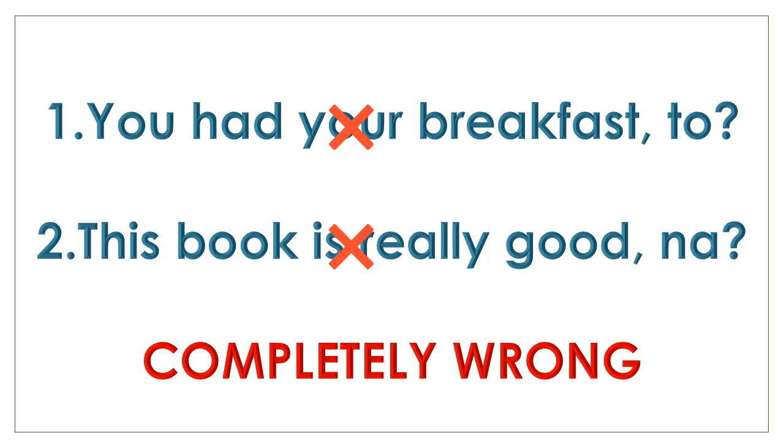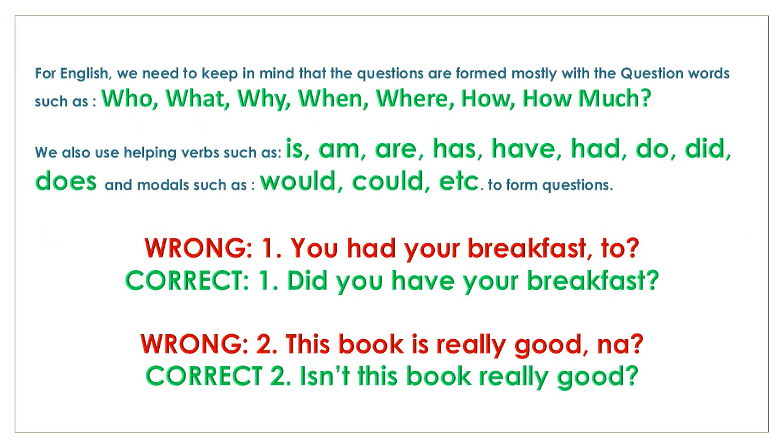So, what is correct English? Let's understand. For that, we need to keep in mind that questions are formed mostly with question words such as who, what, why, when, where, how much. We also use helping verbs such as is, am, are, has, have, had to construct the beginning of questions, and also modals such as would, could, might, may, etc.